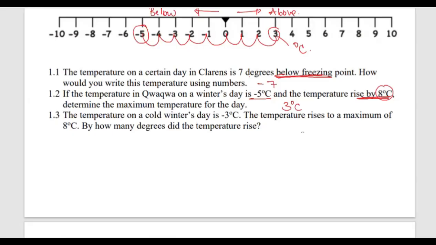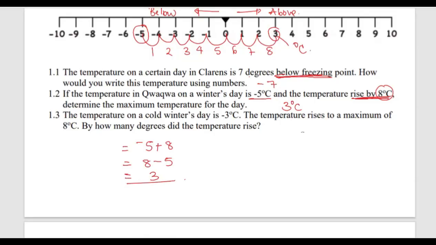We've moved 8 places. Here we have 1, 2, 3, 4, 5, 6, 7, 8. Where the 8 ends, we take that number. Others would have used a calculator there, or you do -5, it rises by 8, so we add on 8. This is the same as 8 minus 5, and the answer becomes 3.